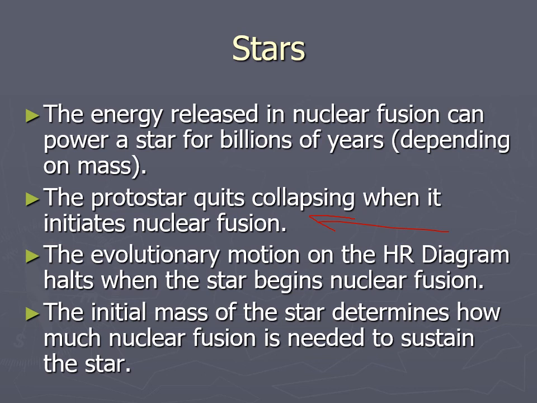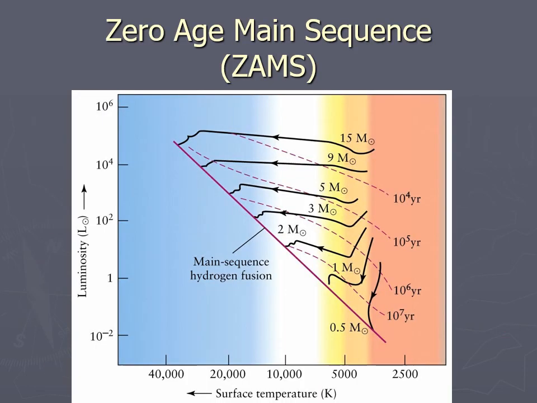How much mass a star starts with determines how quickly it forms. It also determines how much fusion is needed to sustain it against the mass, which determines the temperature. The more mass it has, the more it has to fuse, and the hotter the star is going to be. The less mass it has, the less it has to fuse, and so the cooler the star is going to be. And so that gives you where on the main sequence the star ends up.